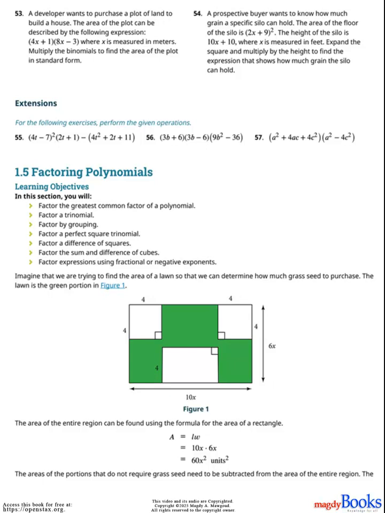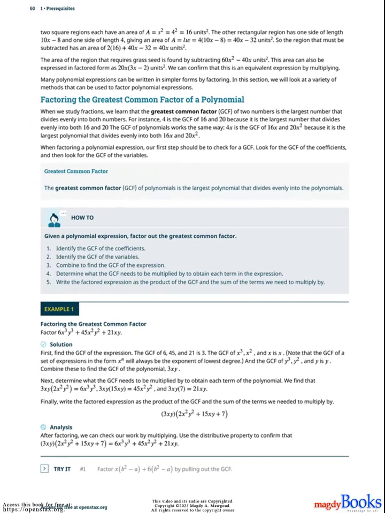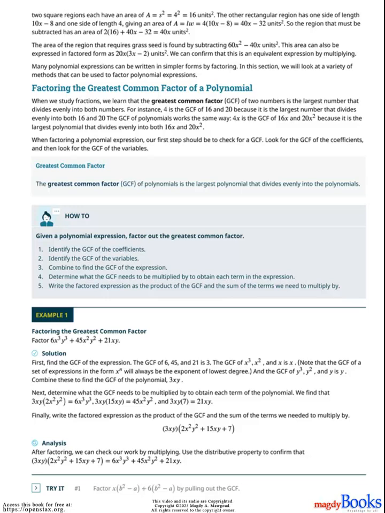The areas of the portions that do not require grass seed need to be subtracted from the area of the entire region. The two square regions each have an area of A equals S squared equals 4 squared equals 16 units squared. The other rectangular region has one side of length 10x minus 8 and one side of length 4, giving an area of A equals LW equals 4 times (10x minus 8) equals 40x minus 32 units squared.